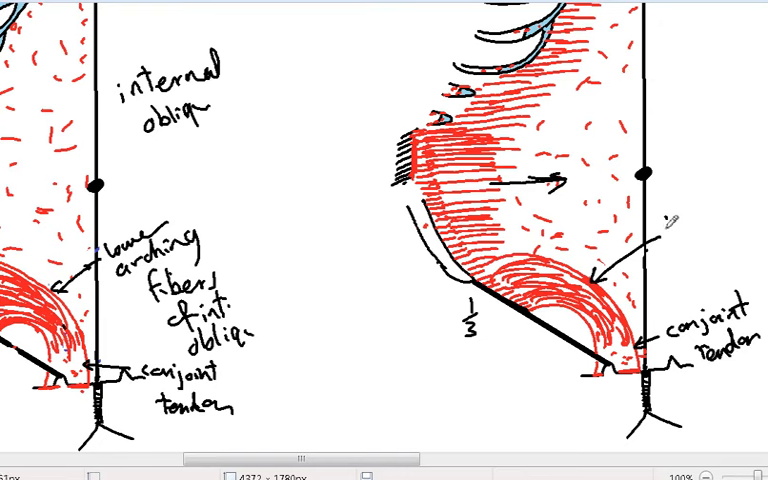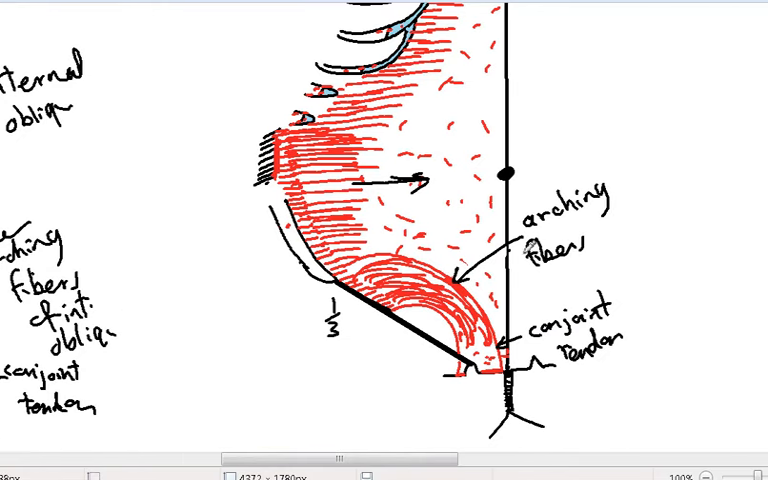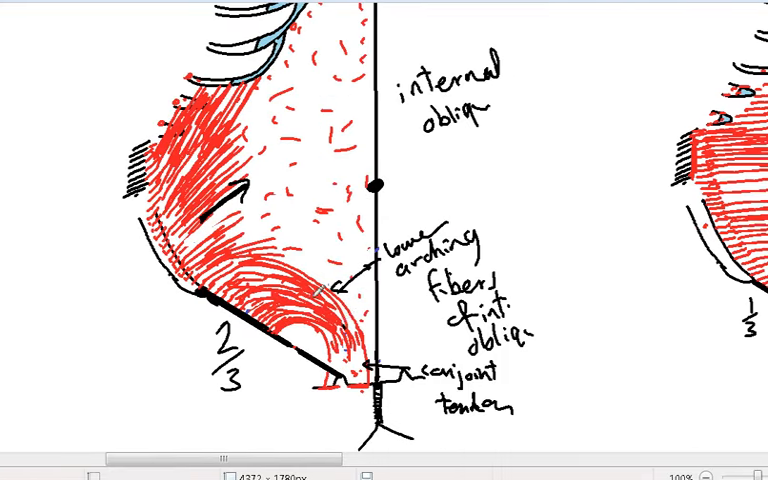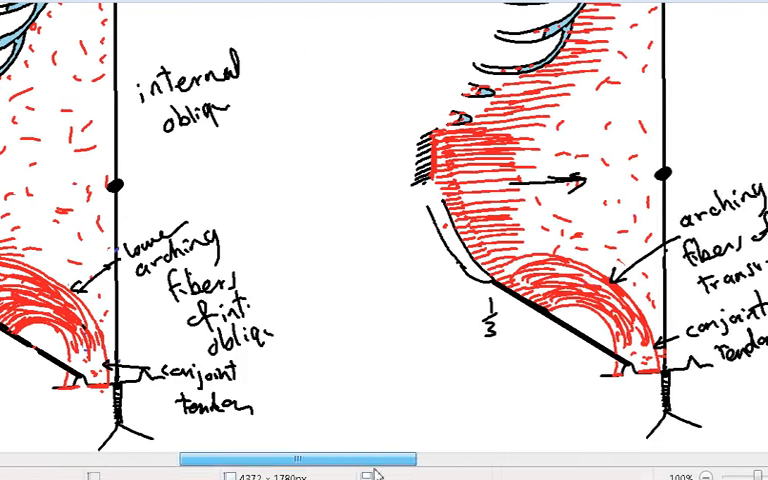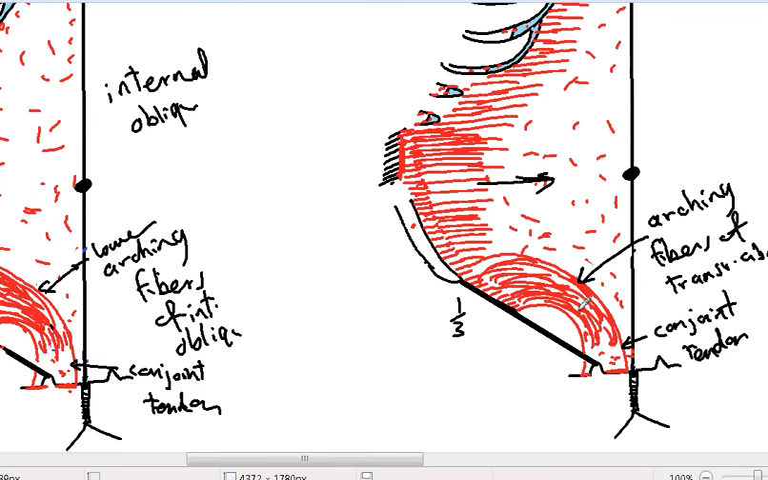This is arching fibers of transversus abdominis, okay. So we have two arching fibers here, arching fibers of internal oblique and arching fibers of transversus abdominis, okay? Two arching fibers and one conjoint tendon.